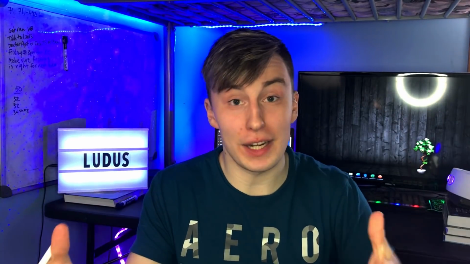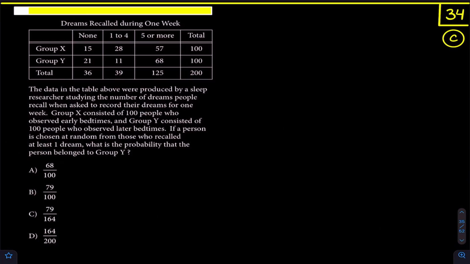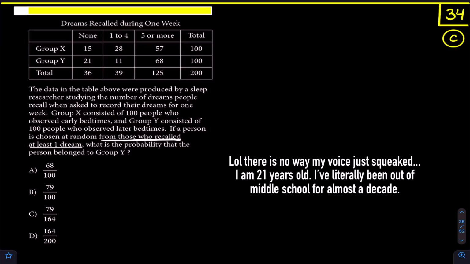So, again, this is another word problem where you could literally read the whole thing and then just forget anything that you just read. So what we need to do is first off, identify the actual question. So let's read the whole last sentence because it's a little wordy. If a person is chosen at random from those who recalled at least one dream. So we are choosing a person at random from those who recalled at least one dream. We're not talking about anyone who didn't record any dreams. We're talking about just the people who recorded one or more dreams. And we're saying, well, what's the probability that if we pick a random person out of that group, that person belonged to Group Y?